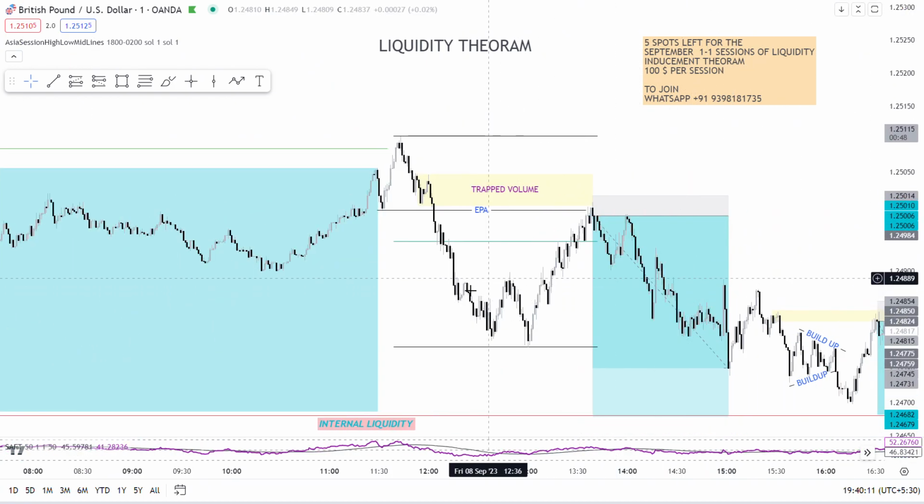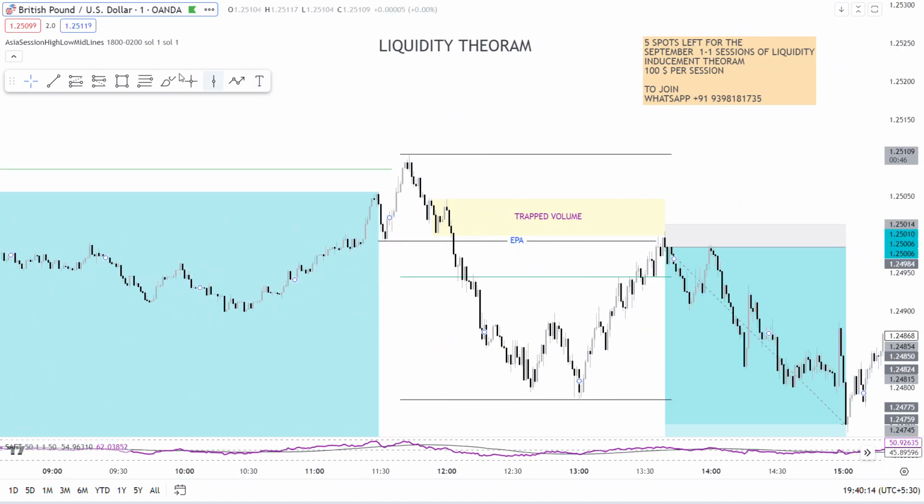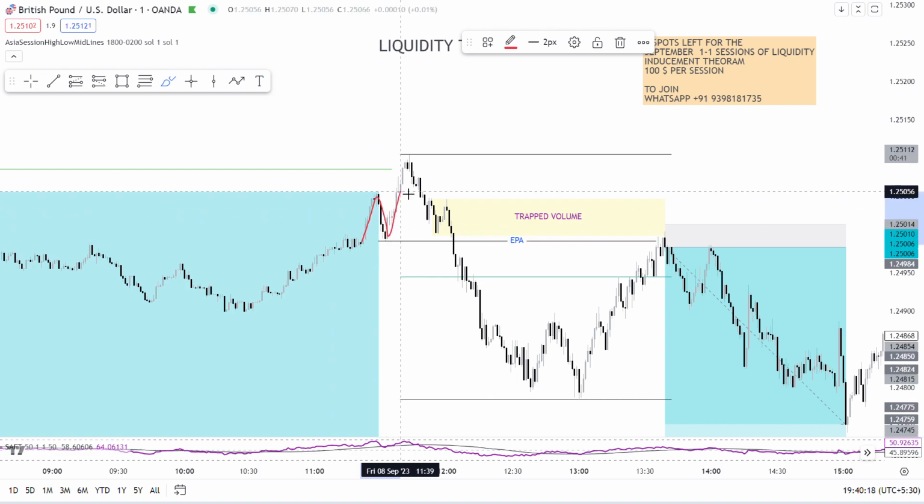This is the trapped volume block. If you see here, the market maker knows it took the liquidity, and the smart money people don't know. They will play the buys from here. That's why this reaction is engineered in the marketplace here. This small reaction is engineered in the marketplace here.